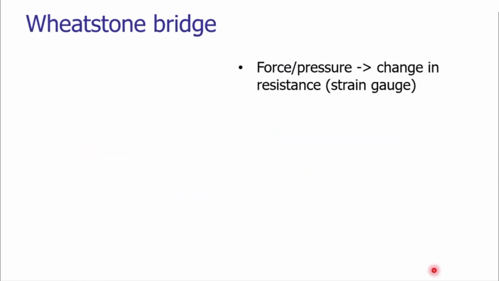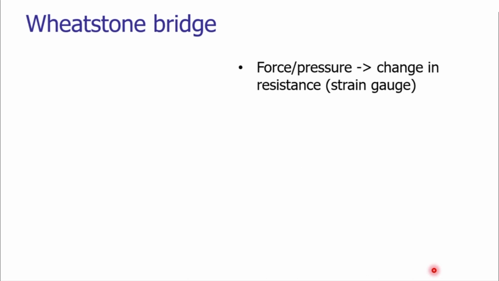The Wheatstone bridge is an important signal conditioning device. It is basically used to convert the sensor into the transducer. If you recollect, we discussed the Wheatstone bridge in the lecture on sensors. We have seen that the strain gauge element is a sensor which is producing a passive signal, that is, change in resistance.